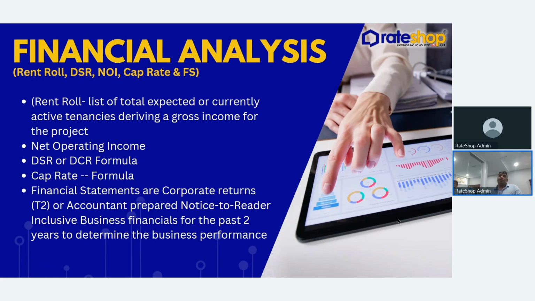Net operating income is all your expenses subtracted from all your revenues. So rather, all your revenues. No, I said it right the first time. All your expenses deducted from your gross income, from the total rental income that you've achieved, ends up being your net operating income once all expenses are paid. So there's an actual formula for that.